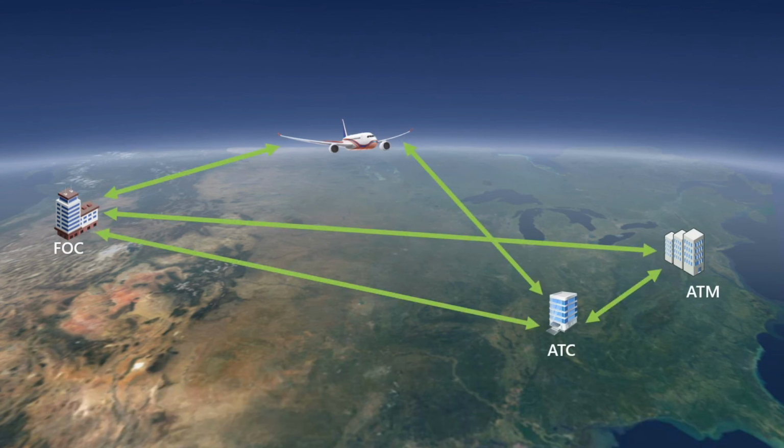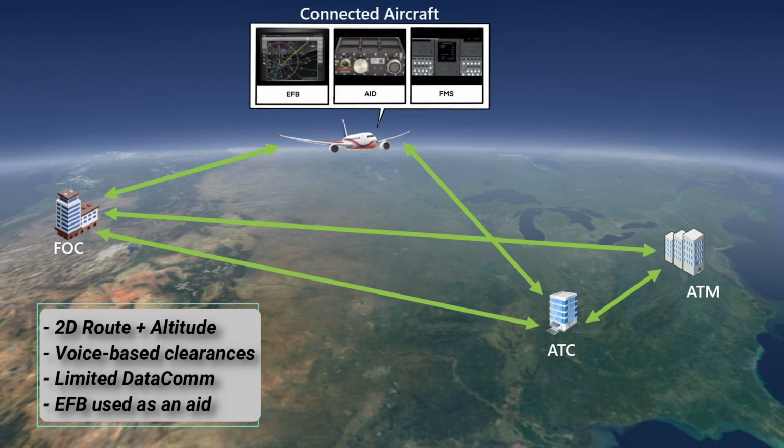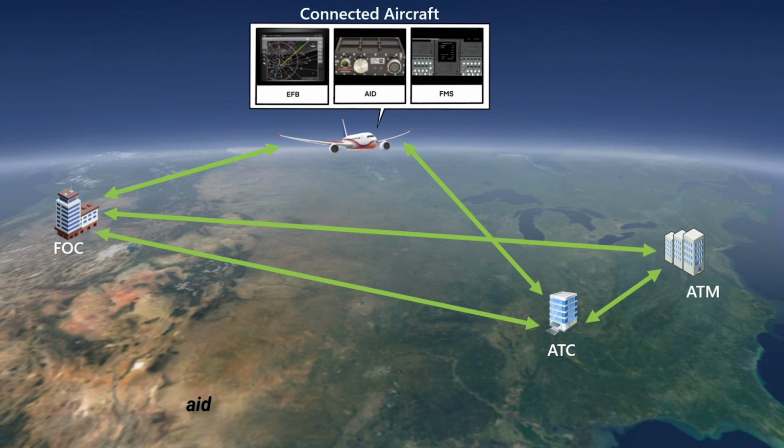The bidirectional connectivity shown in green allows us to point out that in today's NAS, the aircraft does not communicate directly with the ATM. A majority of today's 2D information is exchanged using voice, however, the use of CPDLC is growing. Additionally, with electronic flight bags, or EFBs, in nearly every cockpit, their usage is focused on providing information to the flight deck and are not currently part of negotiations and clearances.